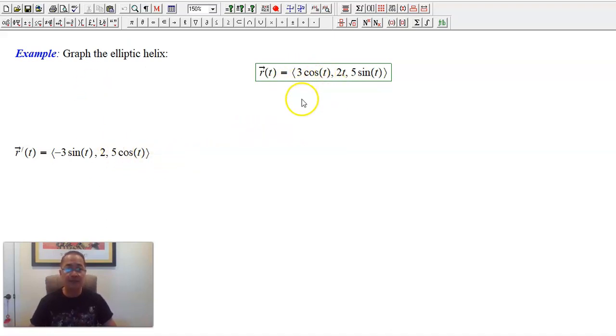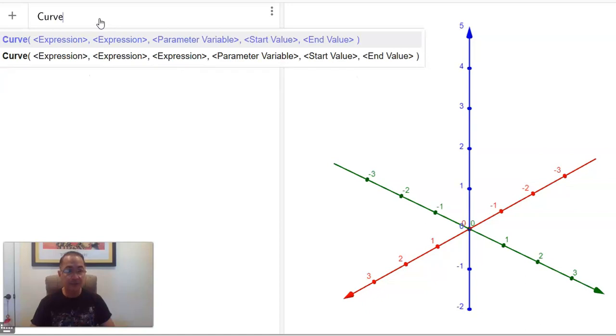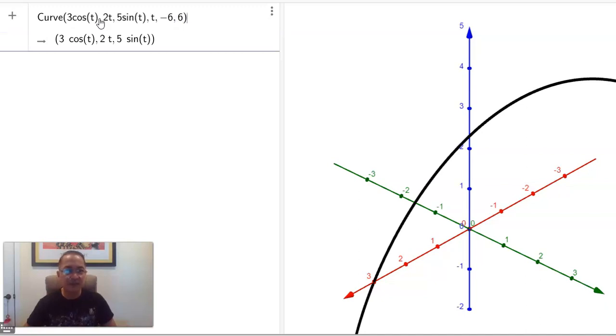We will graph the helix, and we'll graph a couple of tangent vectors. Okay, 3 dimensions. So we have curve, 3 cosine of t, 2t, and 5 sine of t. So let's go from, how about -2 pi to +2 pi? So just -6, +6.